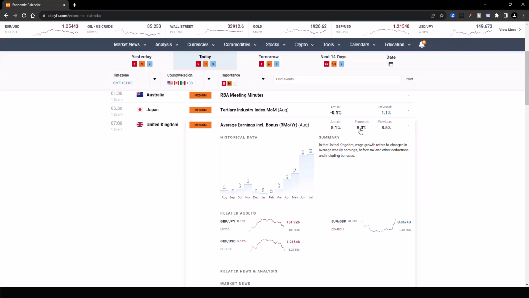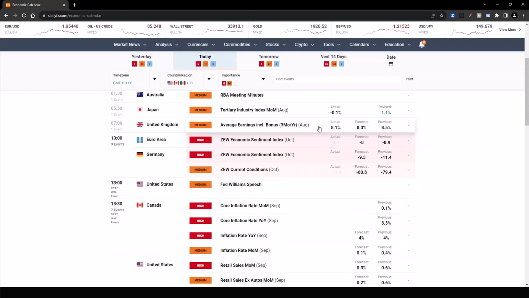Now, the forecast, this is their prediction of what this data will be. So they forecast that this time around it was going to be 8.3%, and we can see that this event happened at 7 a.m. this morning, and we now know the actual result. We have a slight difference between the two. Now, with news, the bigger the difference, the bigger the effect on the market potentially, okay?